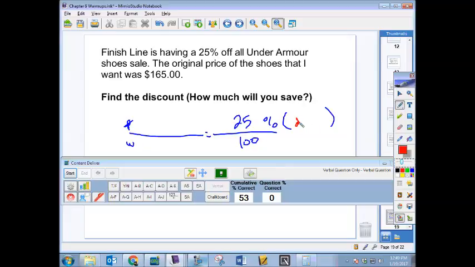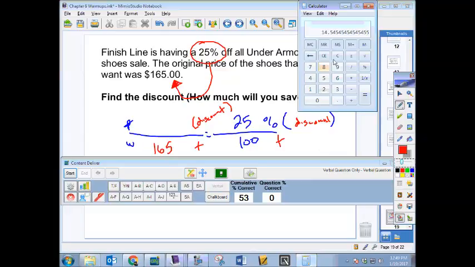It's the sale. It's the discount. It's the money that you're saving. So if that's the percent discount, isn't this going to be the actual discount? Yes. And this is going to be the total. Now, whenever we're finding discount, we've got to figure out the percent of the total cost, the original cost of them, right? So that means that's the whole. So we're going to put 165 there.